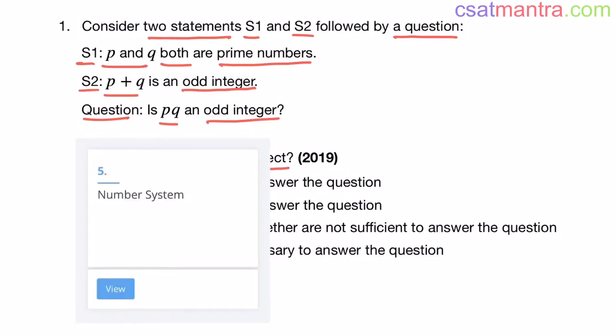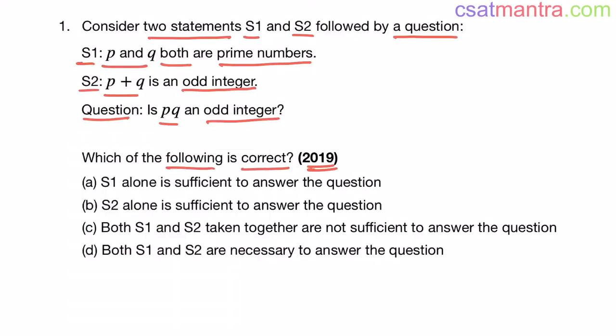This is a statement question, purely mathematical in nature, from the number system chapter, asked in 2019. From number system, every year 4 to 5 questions are asked, my friends. Very important chapter. Now kindly pay attention here. Two statements S1 and S2. There is no relationship between them whatsoever. Nowhere in the question is it mentioned that these two statements are related. These are two independent statements.